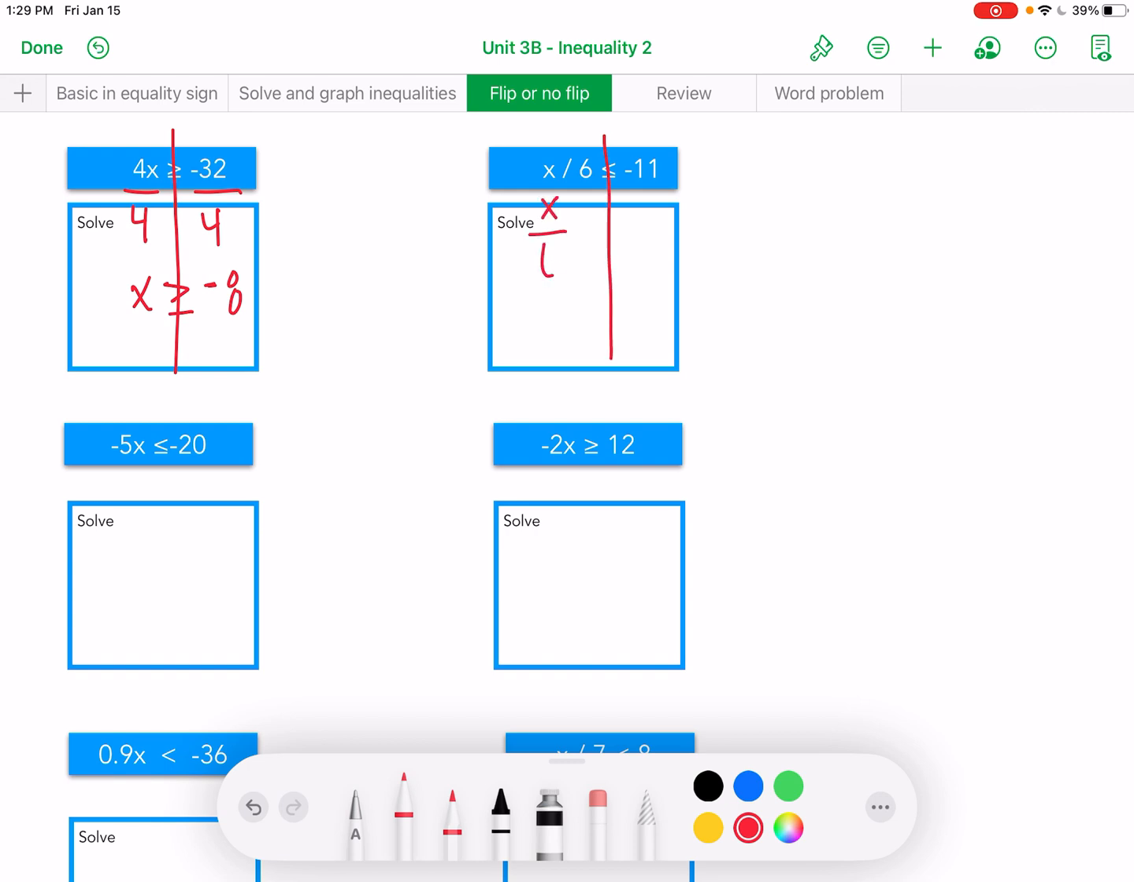A number divided by 6 is less than or equal to -11. We are dividing to isolate the variable. We're going to multiply both sides by 6. We are using a positive number to balance out our inequality, so you do not need to flip the inequality. So it's going to be a -66.